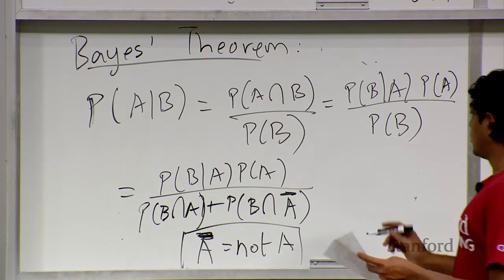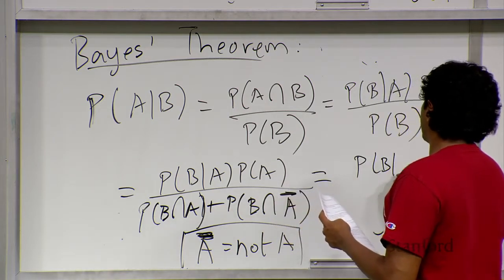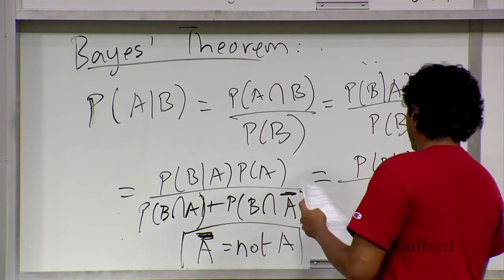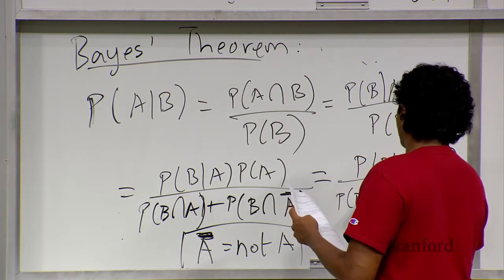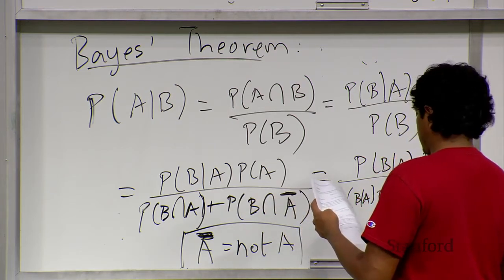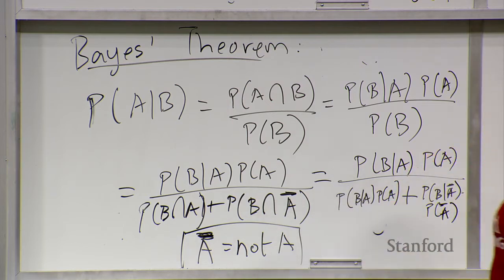And this could again be expressed as the numerator stays the same, P of B given A times P of A, divided by P of B given A times P of A plus P of B given A bar times P of A bar, all right? So this is what Bayes' theorem is.